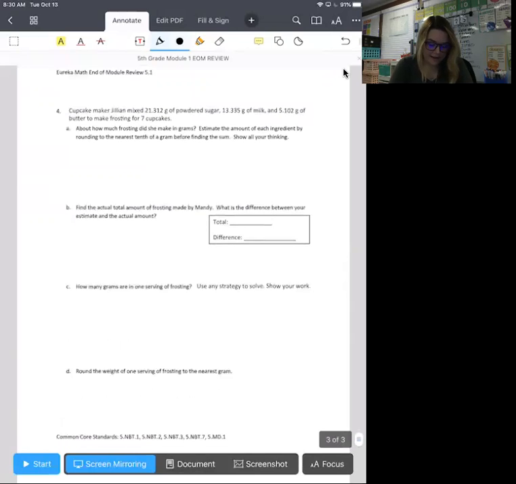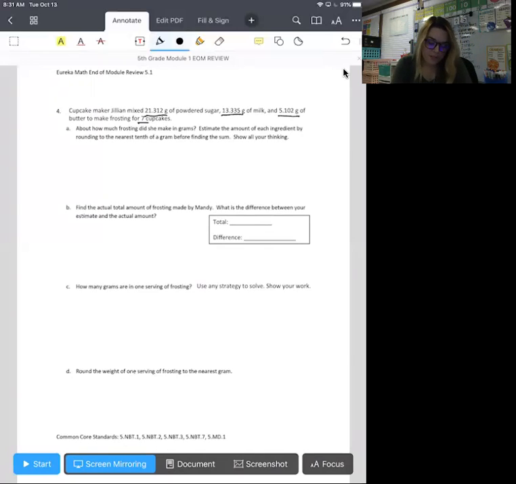Four, you have a 4-part word problem. So cupcake maker Jillian has mixed 21 and 312 thousandths grams of powdered sugar, 13 and 335 thousandths grams of milk, and 5 and 102 thousandths grams of butter to make frosting for 7 cupcakes. So I like to, as you know, underline all of my numbers.